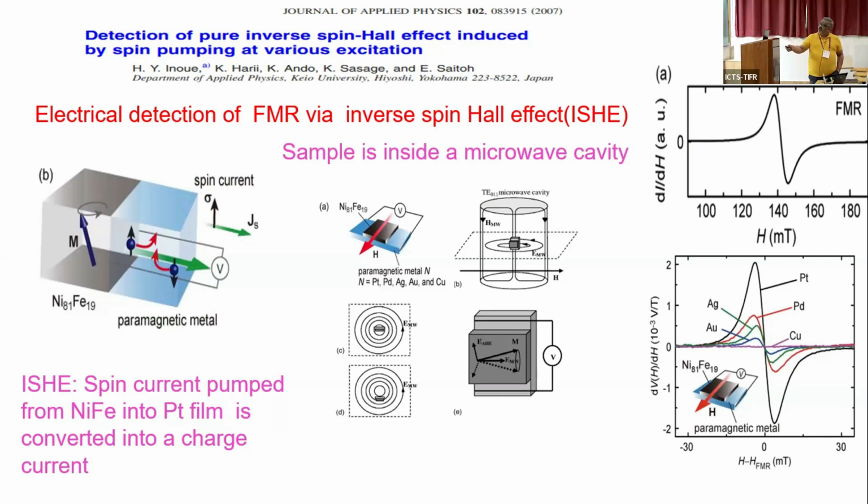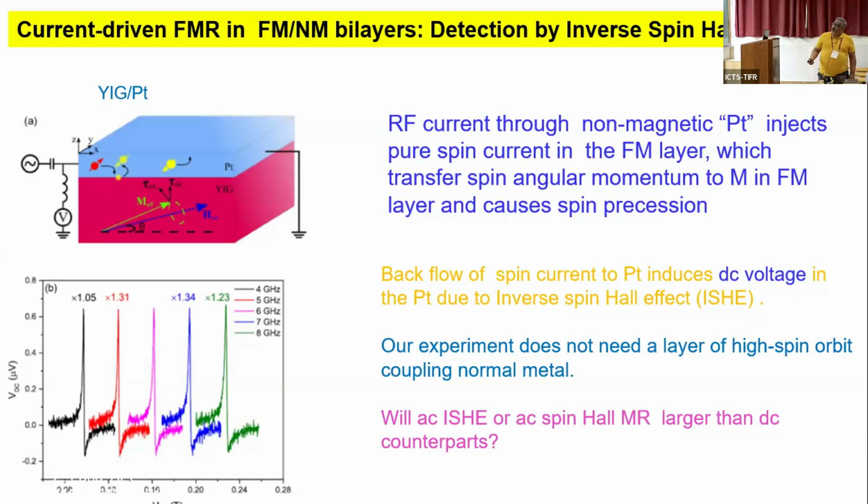This is of this sample using a microwave cavity, and the DC voltage is measured, which, when you take the derivative, shows exactly the same behavior. So this is the electrical detection of the magnetization or the ferromagnetic resonance in bimetallic layers, which are very popular among the spintronics community.